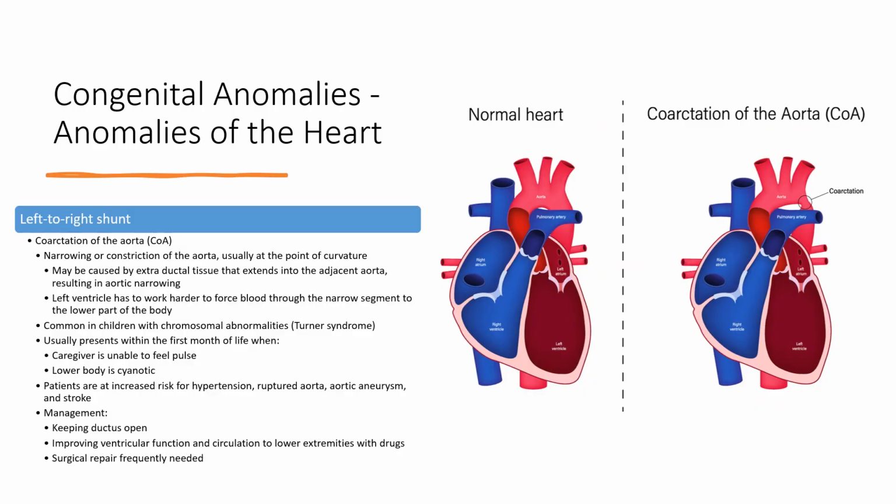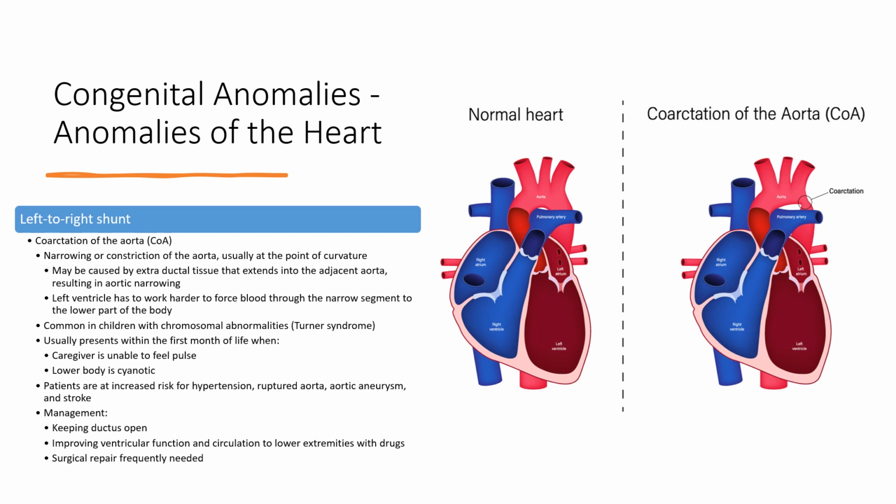Coarctation of the aorta. This is an interesting one. As we look right here, we have our normal heart. Coarctation of the aorta is where we have this narrowing of the aorta, typically on the distal side of the aortic arch. It's very narrow. It usually has to do with a ductus arteriosus issue.